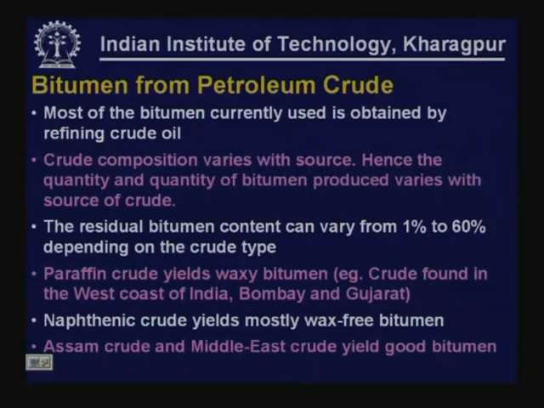Paraffin type crude yields waxy bitumen. This is a bitumen which contains a high percentage of wax. Especially the crude found in the west coast of India, that is Bombay and Gujarat, contains higher wax content. We will subsequently discuss the implication of having high wax content, which is in terms of its temperature susceptibility.